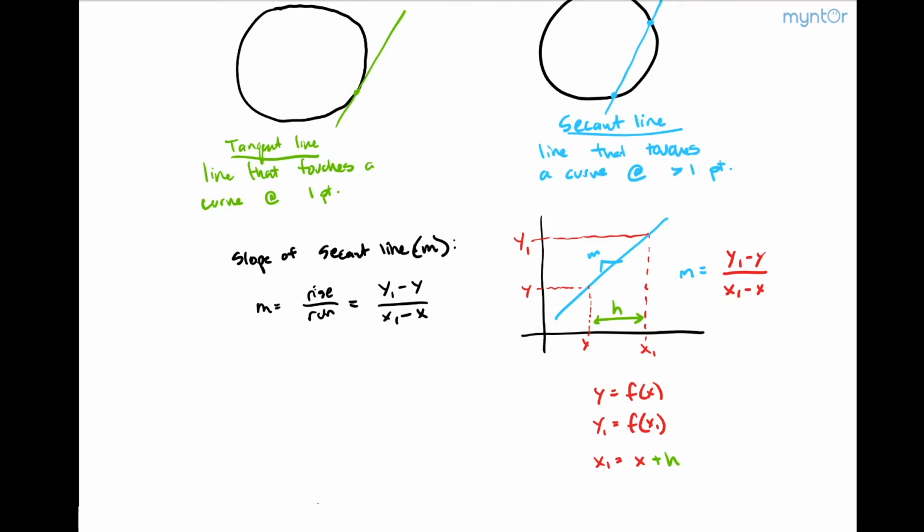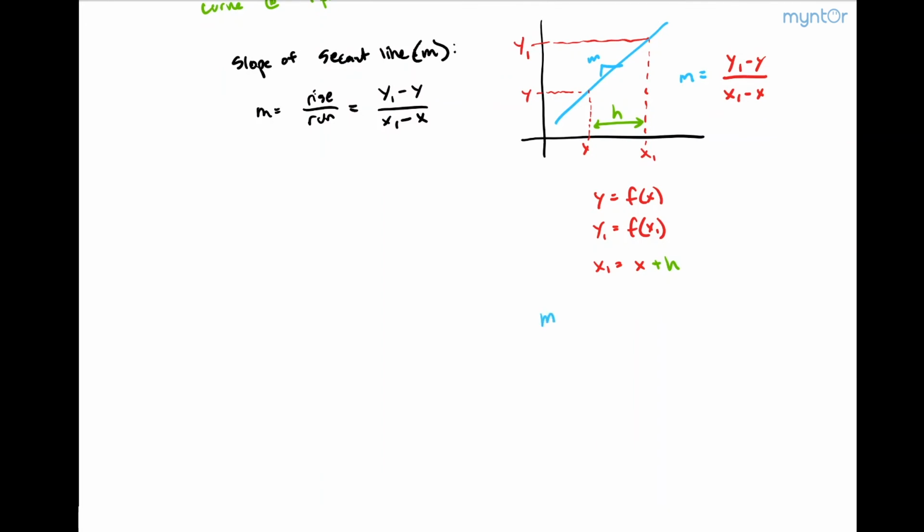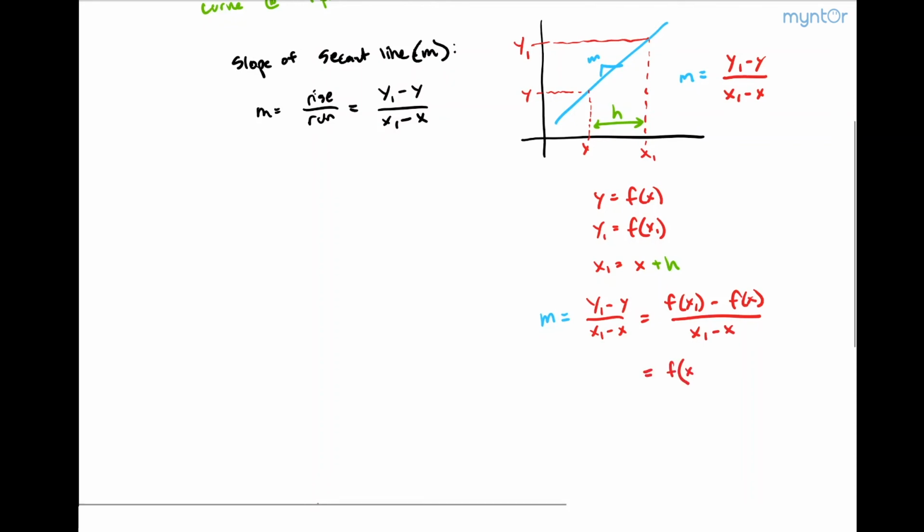And from this, we can say, I'll scroll down here. And so from this, we can say a couple of things. We can say that the slope is equal to y1 minus y over x1 minus x. Well, that's going to be equal to f of x1 minus f of x over x1 minus x. And that is going to be equal to f of x plus h minus f of x divided by x plus h minus x.